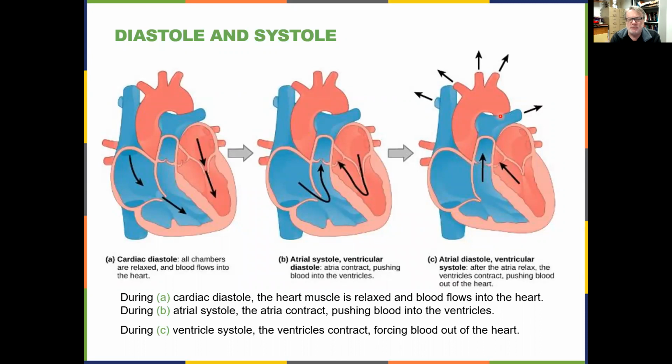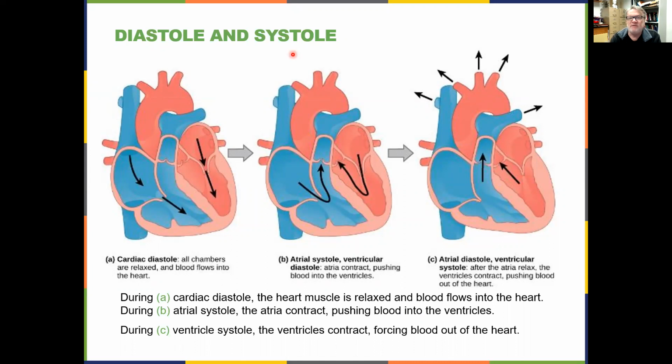The contraction of the cardiac muscle is referred to as systole. You've probably heard the words diastolic and systolic in reference to blood pressure, with systolic being the higher of the two numbers that blood pressure is usually reported as. The reason is systole is where the higher pressures are being generated because of the contraction of the cardiac muscle.